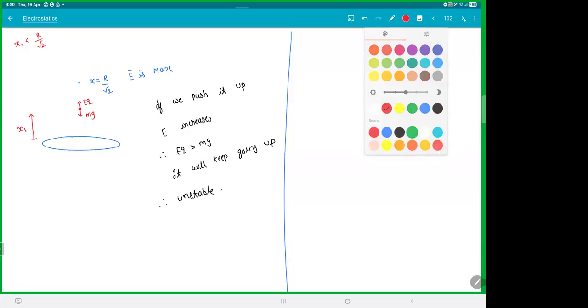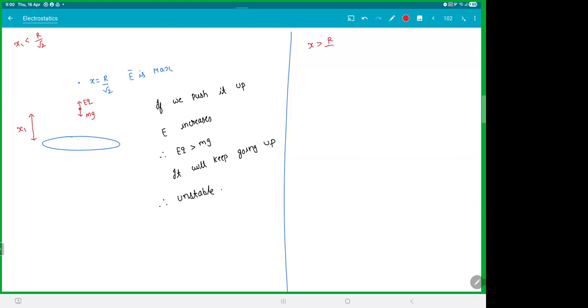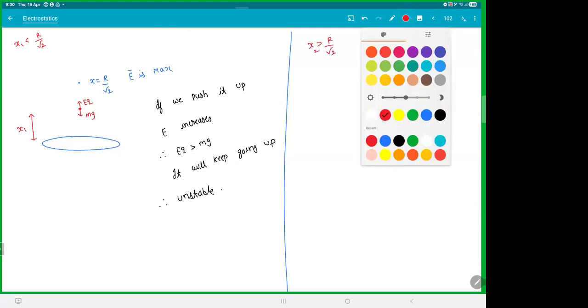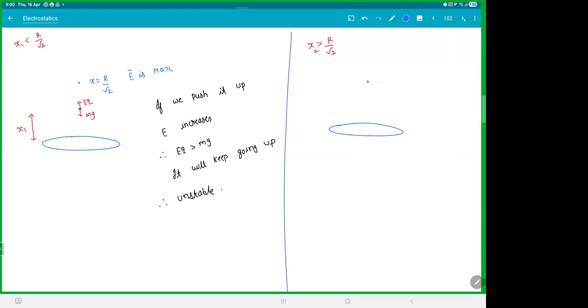Let's take the other case, where x is greater than r by root 2. So this is your x2. This is the point where x is equal to r by root 2, and let's say your point is occurring here. This is your mg and this is your EQ. Same story. If you push it down or push it up, if pushed up, E decreases, meaning mg becomes greater than EQ. It comes down. This is stable equilibrium.